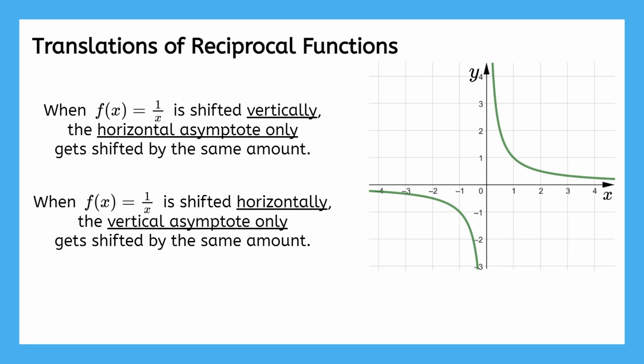Let's graph a horizontal shift to make sure that that's true. Here is the graph of 1 over x shifted 1 unit to the right. Where's the vertical asymptote now?